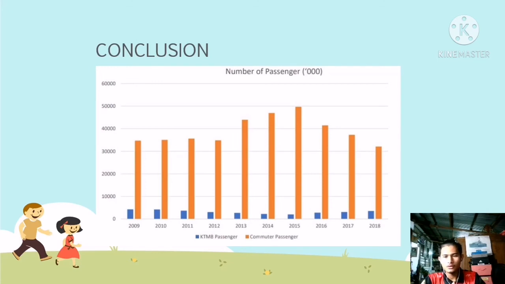For the conclusion, in a nutshell, the majority of passengers prefer commuter as their favorite type of transportation, and a minority of passengers use KTMB. So we need to make improvements to both of these transportations for the progress of the country, especially for KTMB. Besides, we can also offset the usage rate of commuter and KTM in Malaysia on a yearly basis.